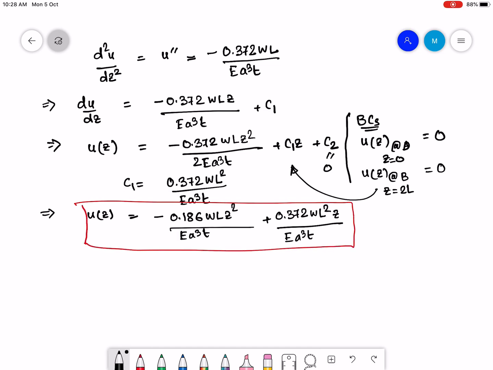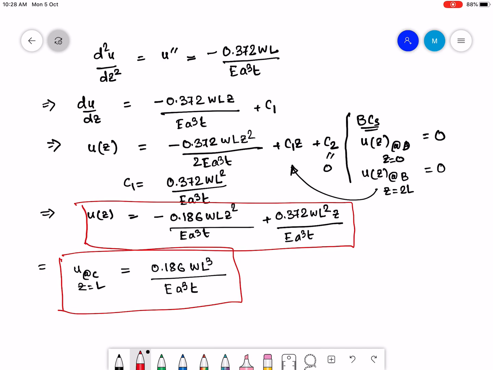Now in order to find out U at C, I have to put z equal to L. So if I put z equals L and solve it, I am going to get 0.186 WL cube by E A cube T. So that is going to be the value of U at C, which is at z equal to L.